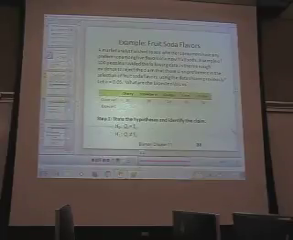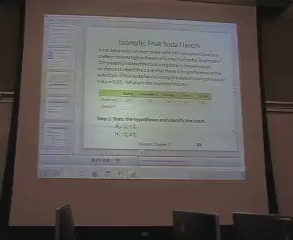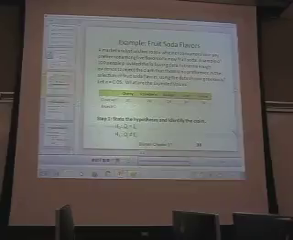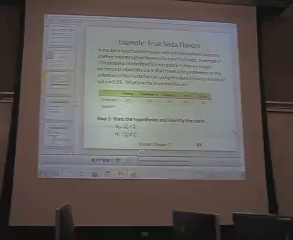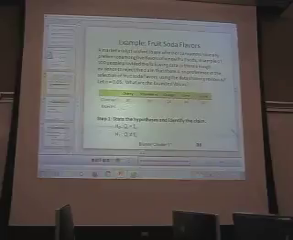Example, fruit soda flavors. A market analyst wished to see whether consumers have any preference among the 5 flavors of a new fruit soda. A sample of 100 people provided the following data. Is there enough evidence to reject the claim that there is no preference in the selection of fruit soda flavors? Using the data shown previously, let alpha equals 0.05.